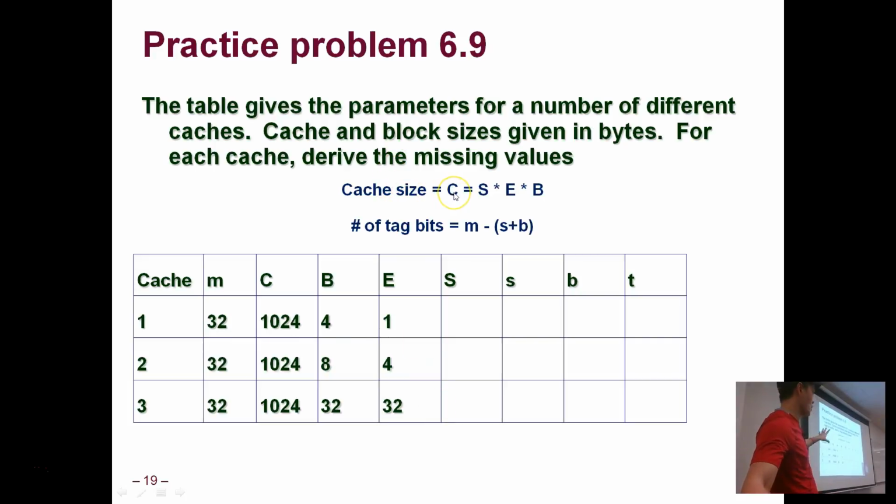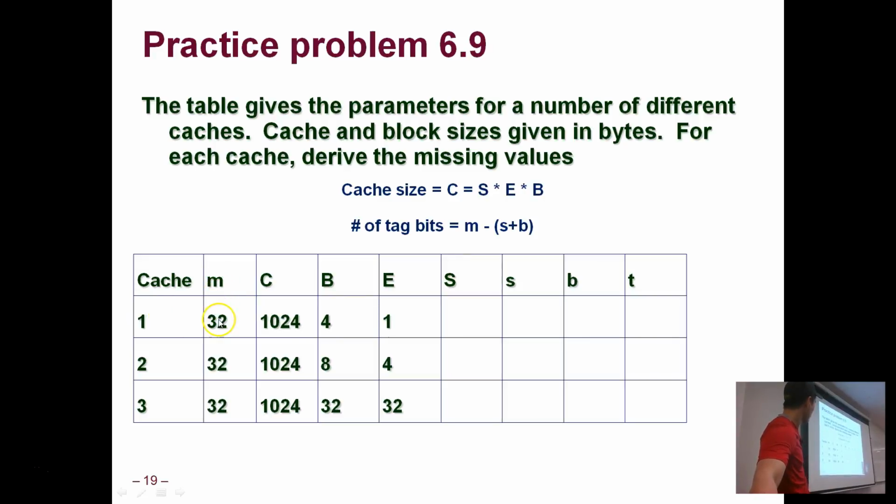This is what I told you to remember on the previous slide. Your cache size in bytes is the number of sets in your cache, the number of blocks in your set, and the number of bytes in your block. Okay. So here we have the first one, and I can walk through the first one.